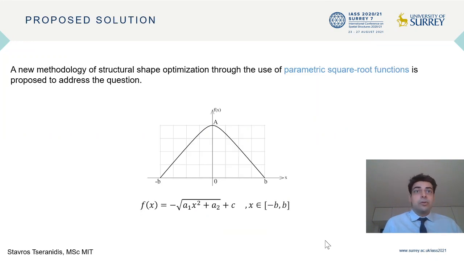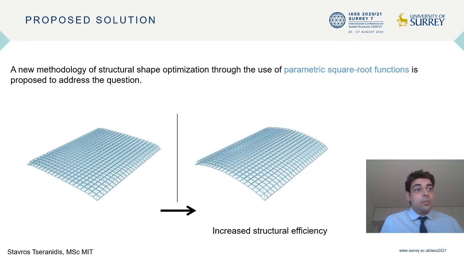A new methodology of structural shape optimization through the use of parametric square root functions is proposed to address this question, and this is the formulation of the function. This methodology addresses a scenario that often occurs in practice, and it provides an opportunity to create efficiency while the design has been through some coordination and some design stages. This is a scenario which occurs in practice, and this is a methodology to solve that.